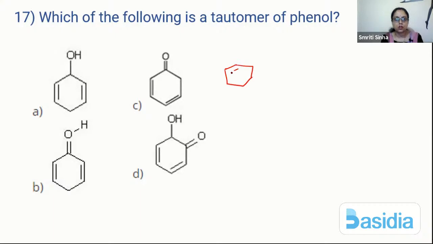Now, this is the structure of phenol. If you try to draw the tautomer for this, you need to now move this double bond over here and the hydrogen the other way side. So it becomes like this. So this is actually the tautomer for phenol. And if you see here, the structure C is correct.